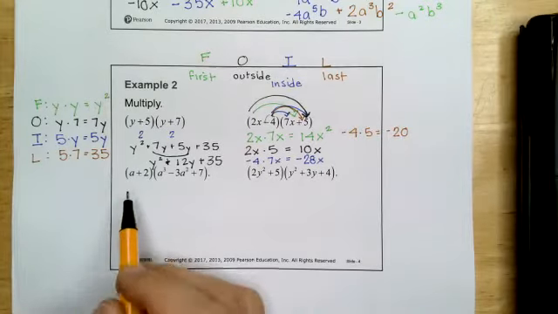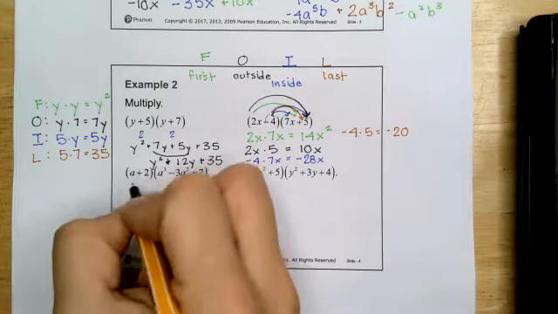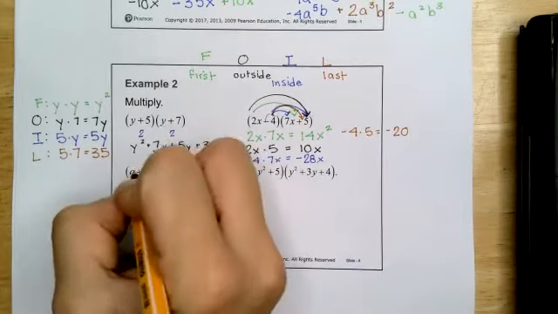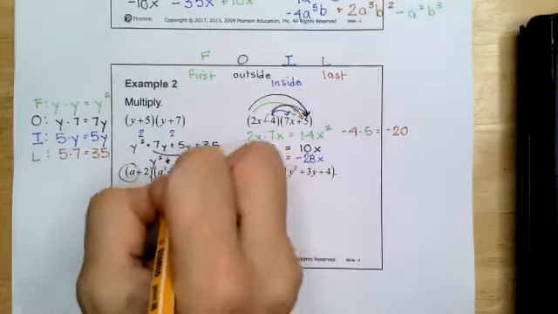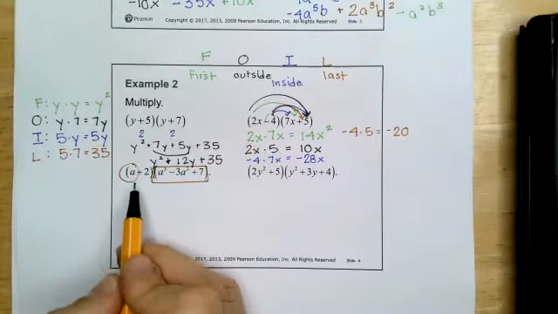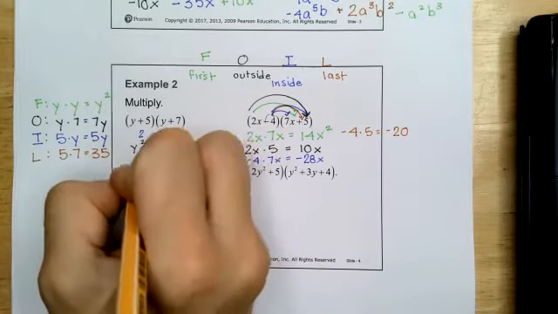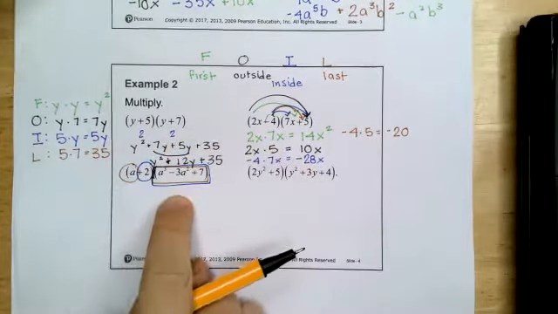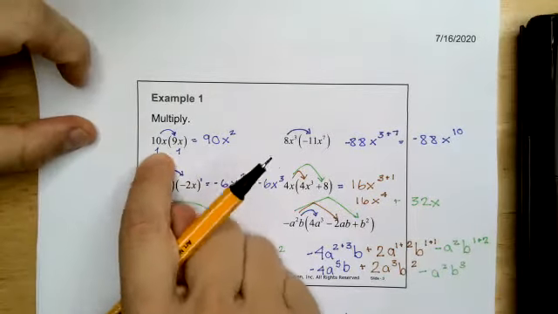All right. Binomial, because there are 2, times trinomial, because there are 3. So what you're going to do, how you can imagine this, is just your first term multiplied by all of this. And then you're going to add it to your second term multiplied by all of this. So you're just doing this for as many terms as there are, right?